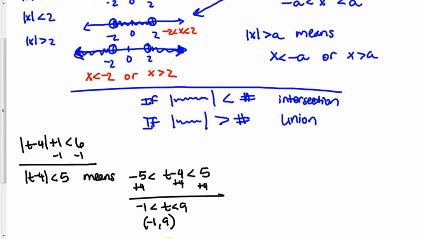You could even check some of them. Randomly pick a number between negative 1 and 9, put it in there and see if you get a true statement. So 1 minus 4 is negative 3. The absolute value of negative 3 is 3. 3 plus 1 is 4, and 4 is less than 6. Okay?